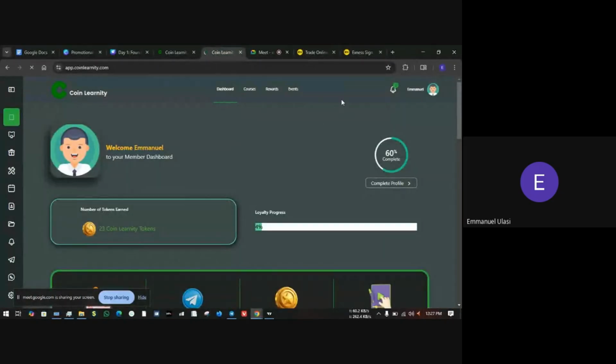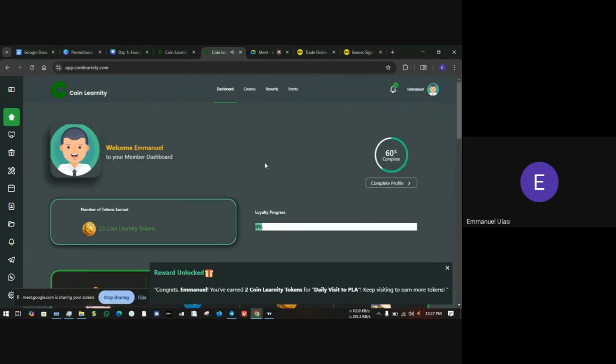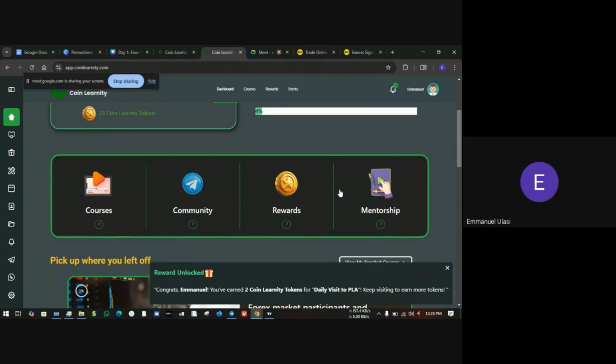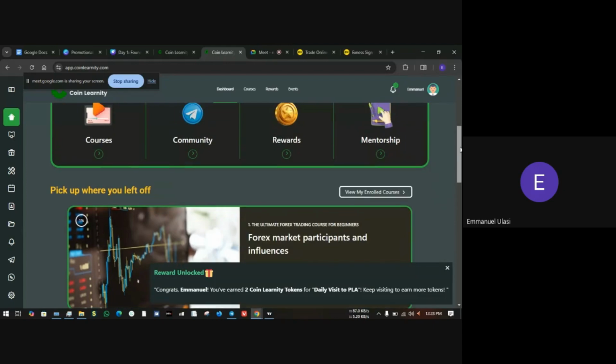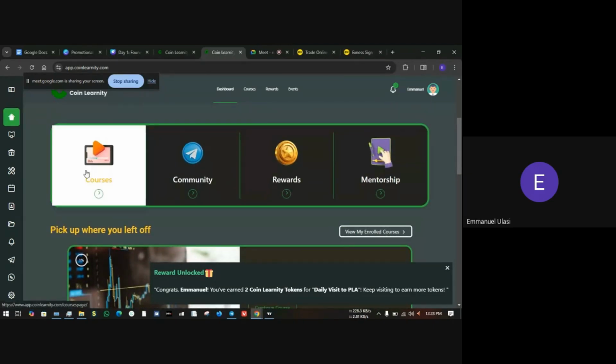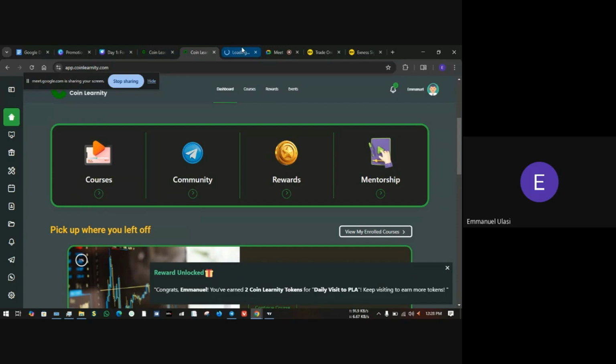So this is the CoinLenity dashboard here. This is the personal learning area dashboard, and as you can see, we have different sections of the dashboard clearly here. If you scroll to this area, we have the courses section, the community section, the reward section, and the mentorship section. To purchase any of the courses, you can click on the courses icon here. Clicking on that should open up the courses page for you.